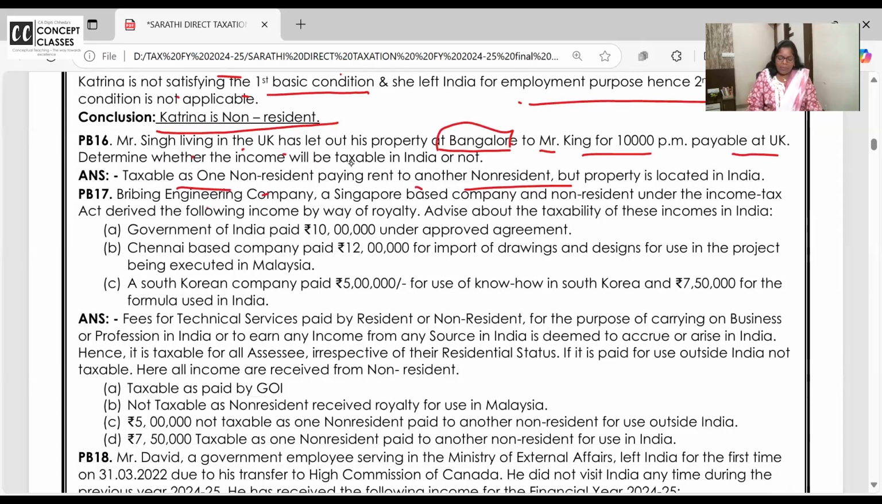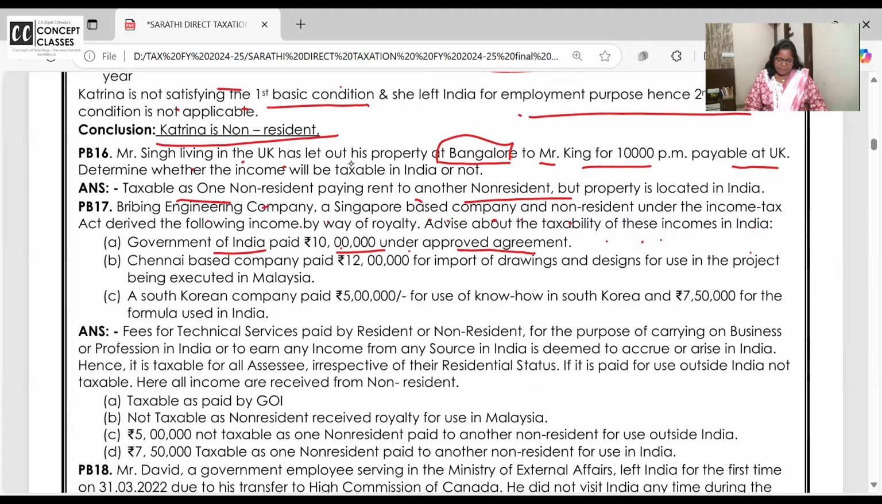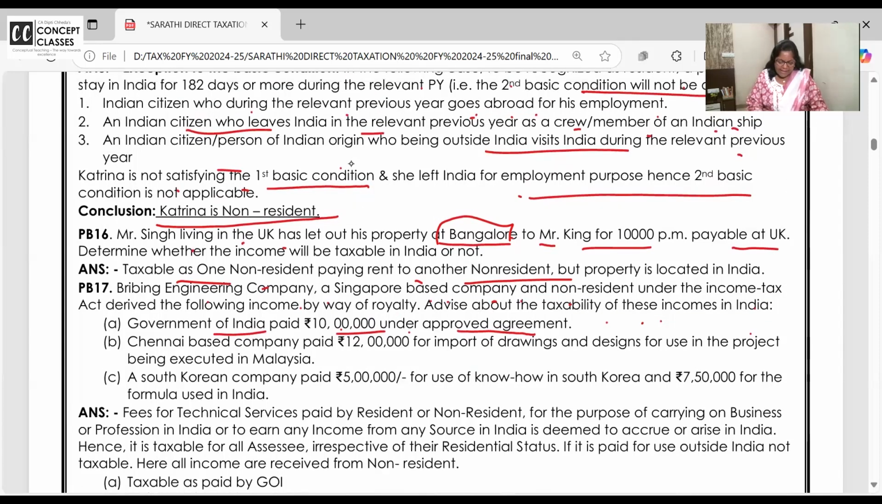Next. Bribing Engineering Company is a Singapore-based company and non-resident. They are non-resident, right? Now, advise about taxability of these incomes in India. Government of India paid 10 lakhs under an approved agreement. Will it be taxable? Yes, ma'am. Yes, Government of India paying, very well taxable. Don't look at the answer, at least try to answer.